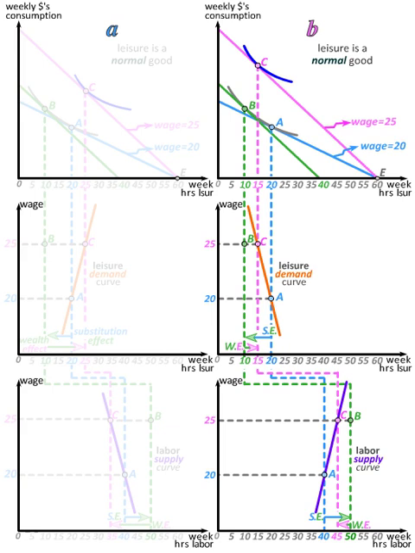The labor supply curve is now upward sloping rather than downward sloping as it had been in panel A. This is despite the fact that in both panels A and B, leisure is a normal good.